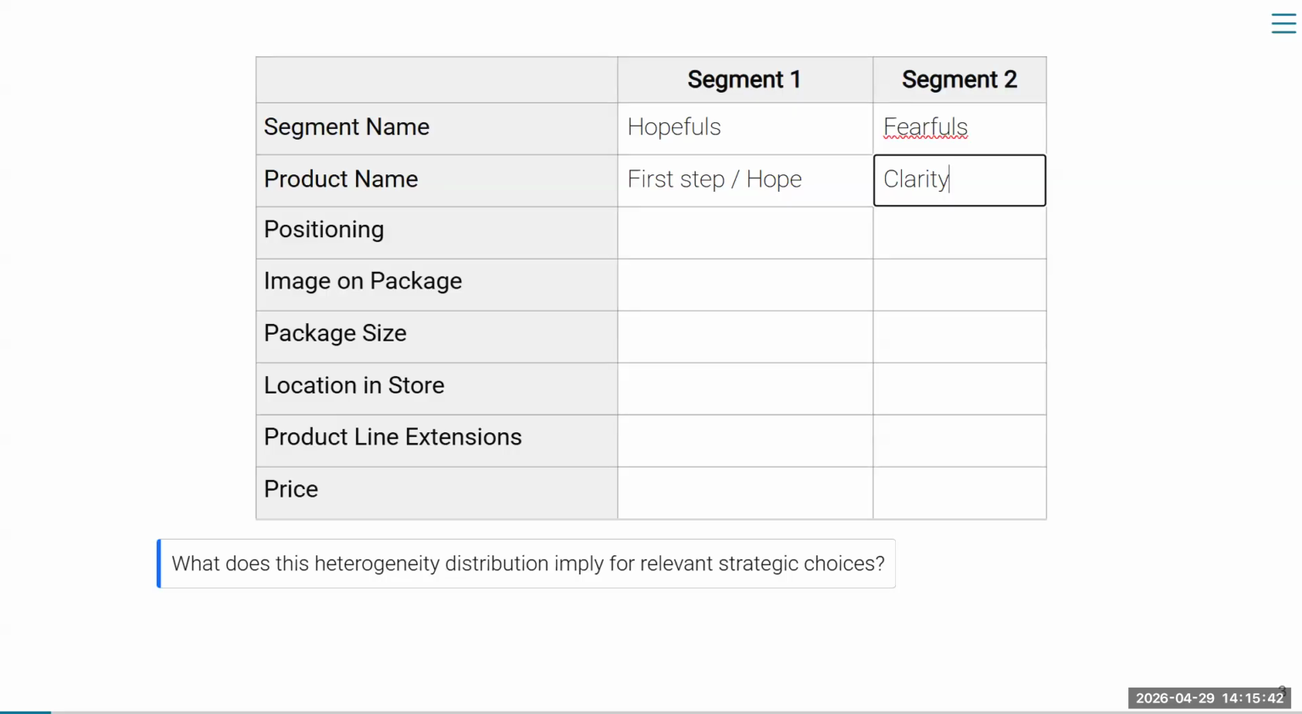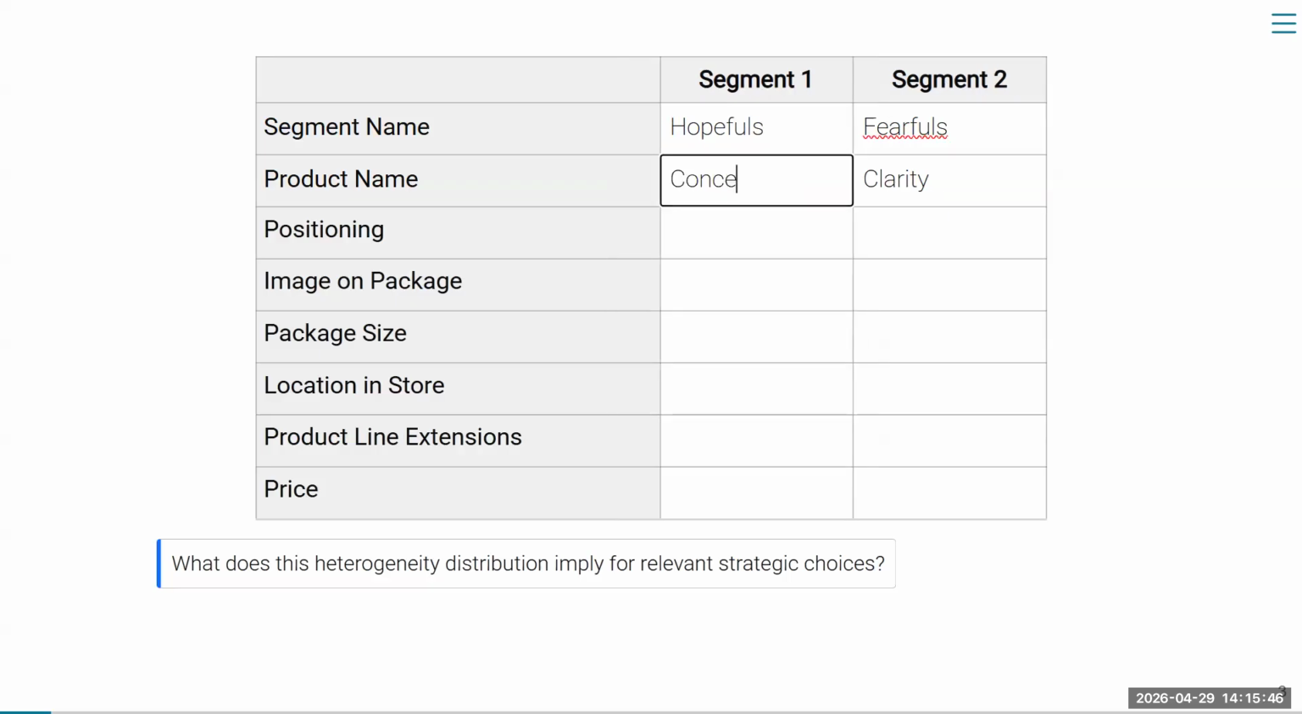Okay, so here's what they actually called them. Conceive, targeting hopefuls. They named it after the act, not the result. And targeting fearfuls, Rapid View. So once you buy this product, you won't have to persist in this state of uncertainty, which you may be finding unpleasant right now. You'll find out quickly.